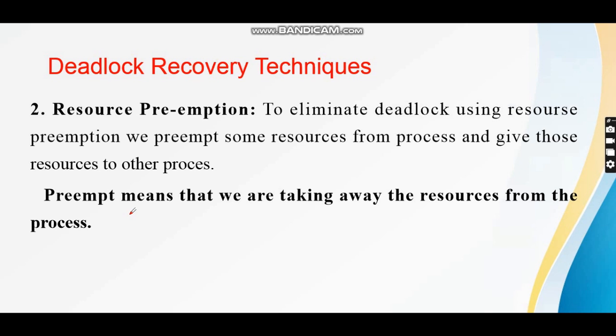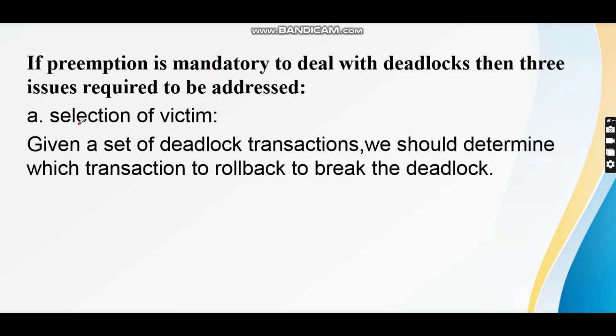This means we are taking away the resources from one process and giving them to another. Okay. Now let's see what is there in the scenario. If preemption is mandatory to deal with deadlocks, then three issues need to be addressed. So preemption is not a simple case over here. Before preempting any resource from any process, we must address these issues. Okay, very first one, selection of victim. Which process must we select as a victim so that we can take all the resources from that process.